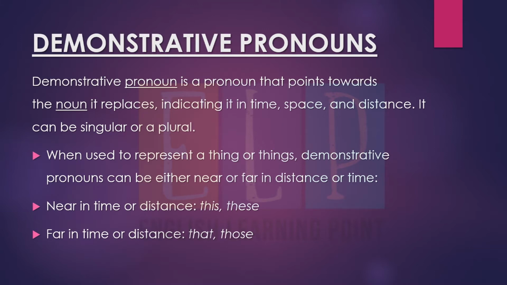Near in time or distance, demonstrative pronouns use this and these. For singular, this will be used, and for the plural, these will be used. For far in time or distance, here that and those will be used. Alright.